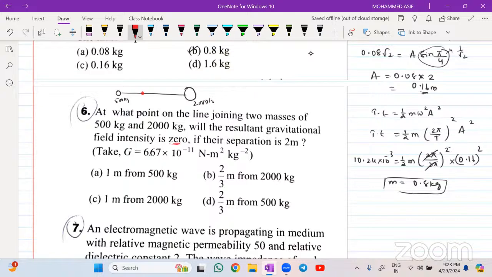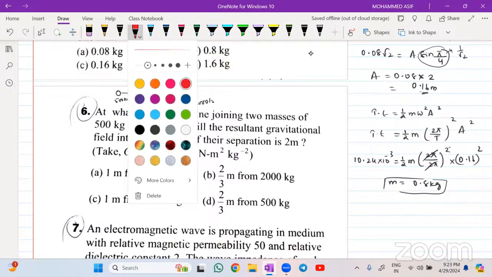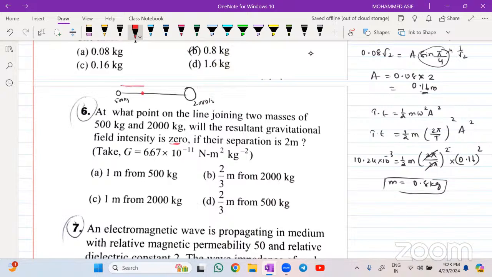If the separation is 2 meters, that means the total distance between these two bodies is 2 meters. So if this is x, this value will be 2 minus x, isn't it? It's asking that the gravitational field intensity becomes 0. So what is the field formula? The field formula is F equals capital G into M divided by R square. For the net field to be 0, F1 because of the first one must be equal to F2 because of the second one.